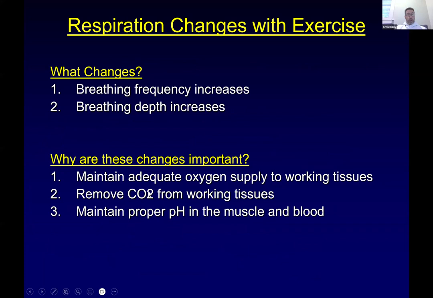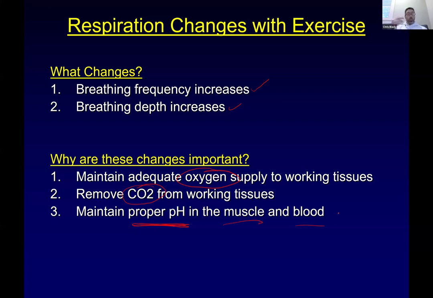All right. So let's talk about what happens with breathing when we exercise. And it's exactly what you think. Breathing frequency goes up and breathing depth goes up. So pulmonary ventilation, or minute ventilation, increases in direct proportion to exercise. You breathe more often and you breathe more deeply. We have to have these changes because they allow us to bring in more oxygen to supply the need at our tissues. It helps us remove the extra CO2 being made at the tissues, and it helps us maintain the proper pH in both the muscle and in the blood.